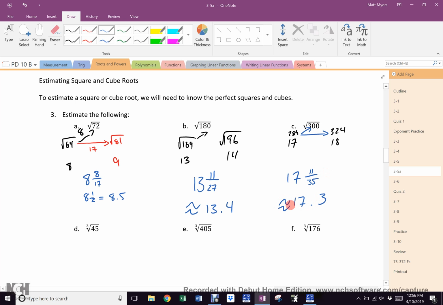Is everybody cool? Do you think anything changes on D, E, and F? Yeah, something changed. What? We're using the cube list now, aren't we? Does our method change? No, of course not. The numbers are just bigger. Right? Go.